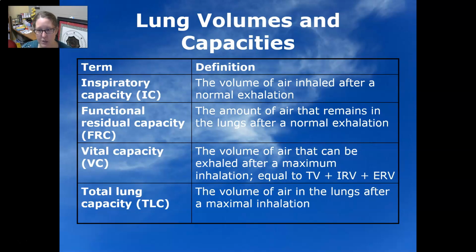The vital capacity is the volume of air that can be exhaled after a maximum inhalation. So it's equal to your tidal volume, your inspiratory reserve, and your expiratory reserve. The way you would measure that is you would try to breathe in as much air as you can, and then breathe out as much air as you can. And that would be your vital capacity. And then your total lung capacity is the volume of air in the lungs after a maximal inhalation. So it's how much you could hold in your lungs, and it also takes into consideration your residual volume.